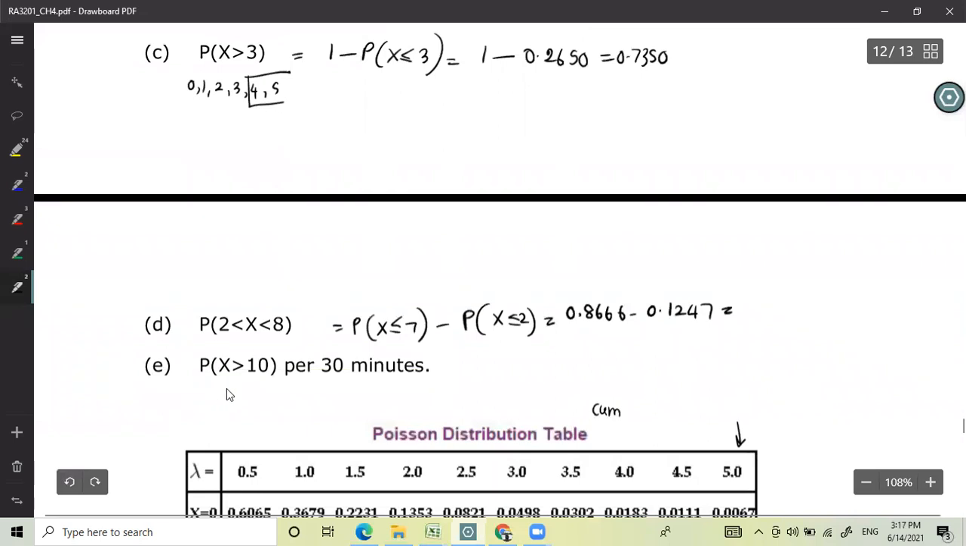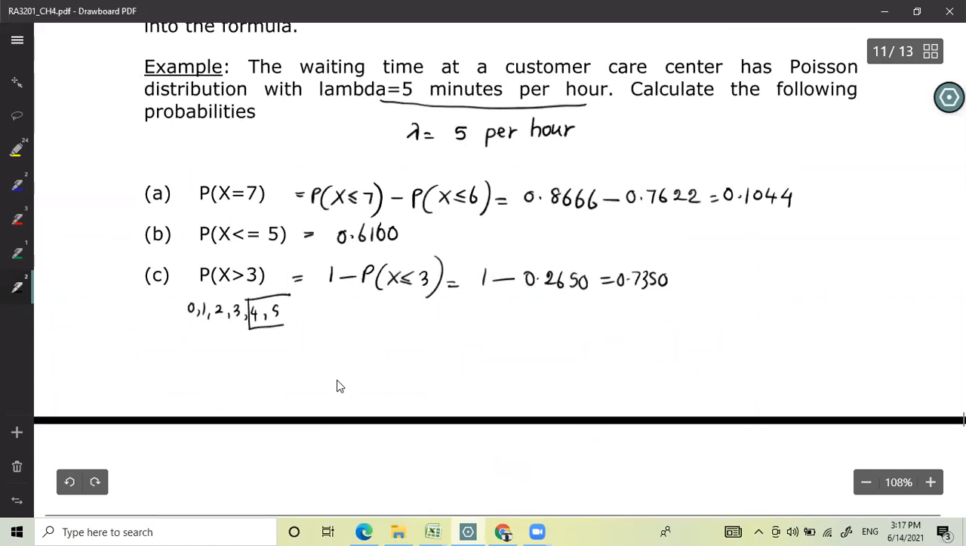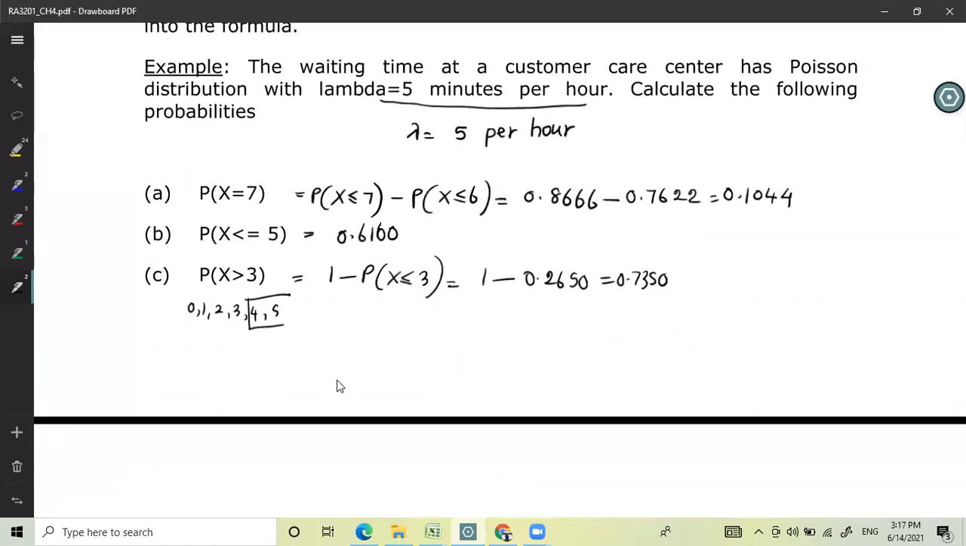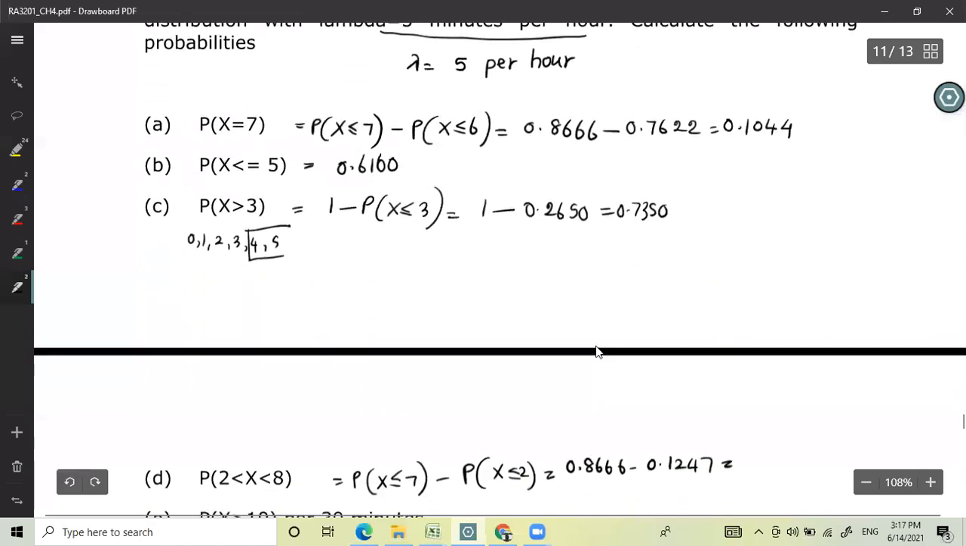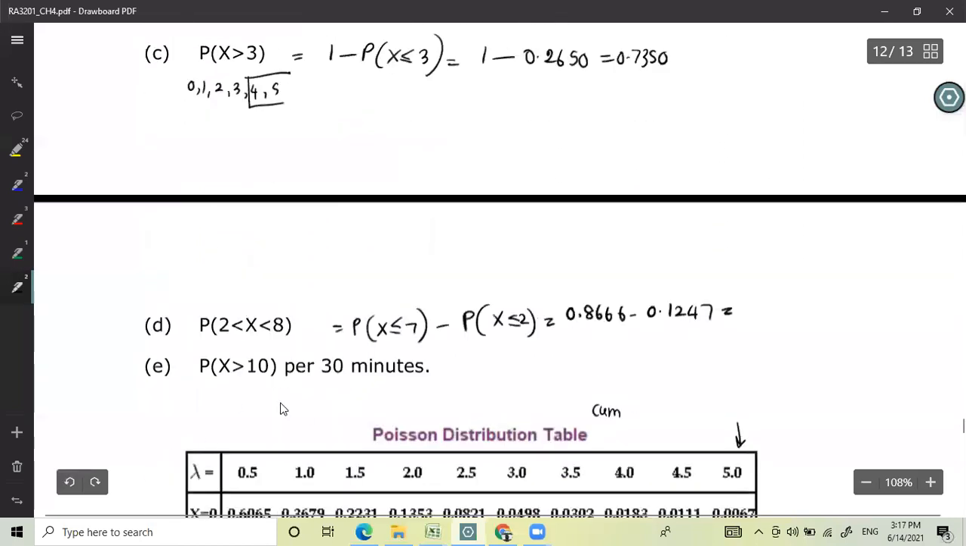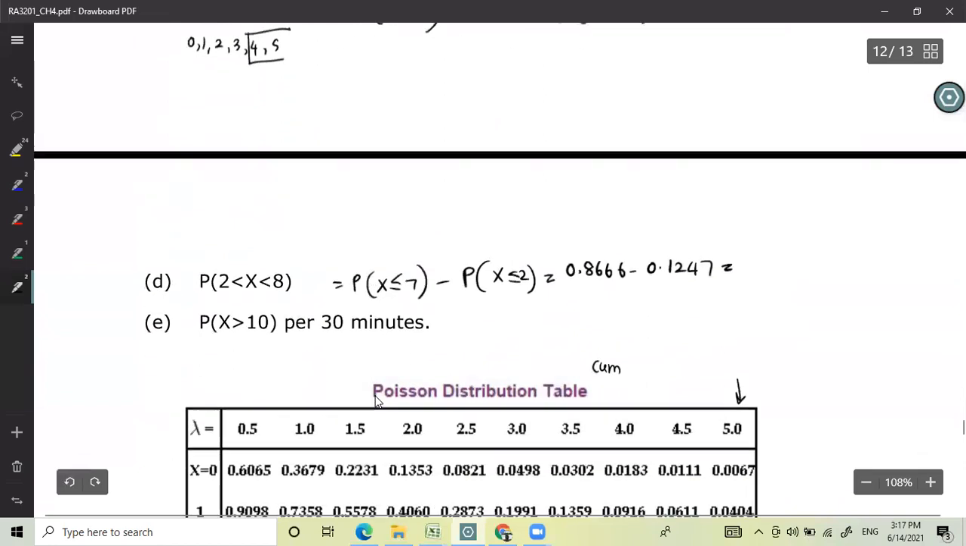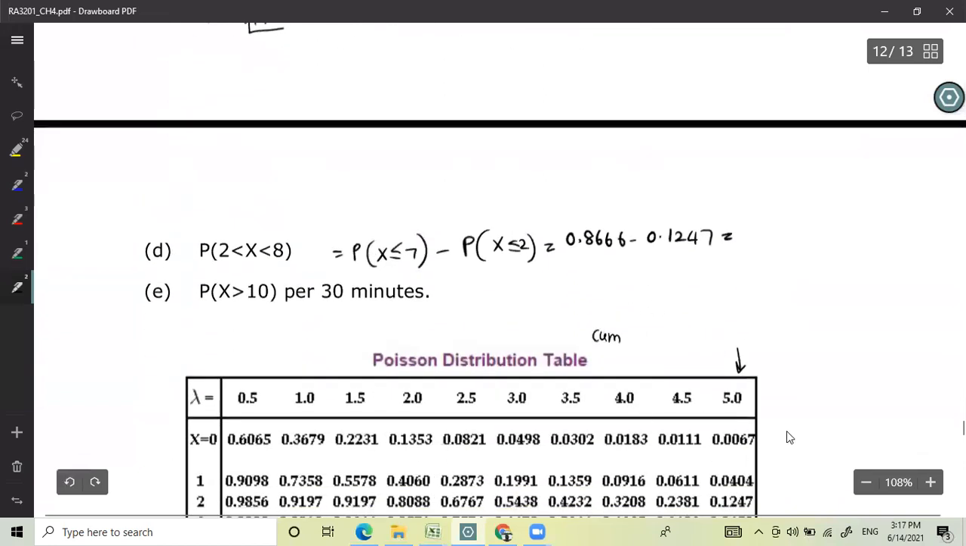You have to find the probability x greater than 10. Now per 30 minutes, what is your x? The waiting time for a customer. Now this lambda rate is 5 per hour. Lambda equals 5 per hour. Now in the last question, you're asked to find the probability the waiting time is greater than 10 per 30 minutes. Now what do you have to do? It's 30 minutes, not per hour now. So you cannot do the calculation like earlier. Okay, so let's see how we can do that.